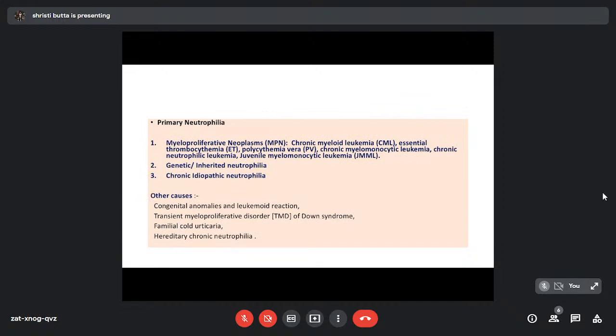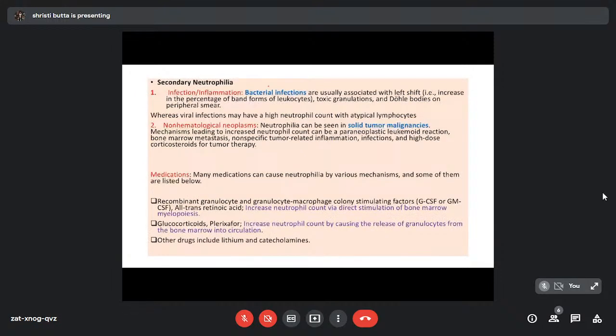There are some secondary causes as well, like bacterial infections. Infections and inflammations, as we all know, result in toxic granules and Döhle bodies on peripheral smear. In addition, it must be noted that in viral infections there may or may not be a high neutrophil count, but when the neutrophil count is high, it is often associated with atypical lymphocytes as well.